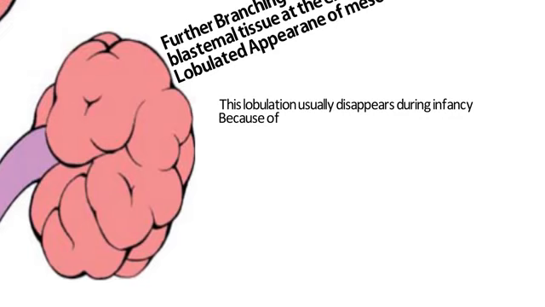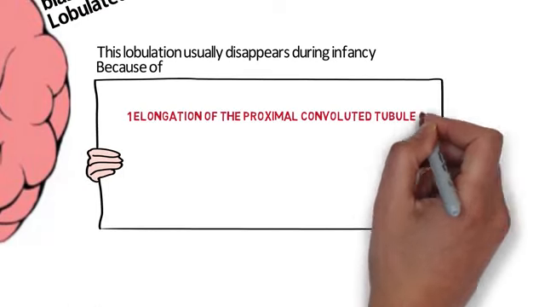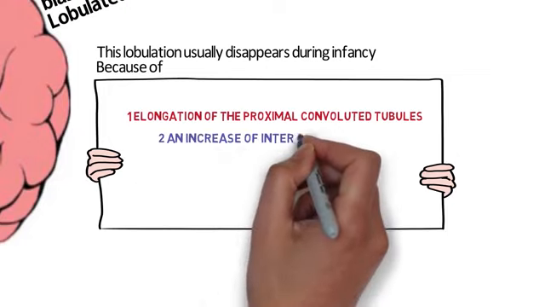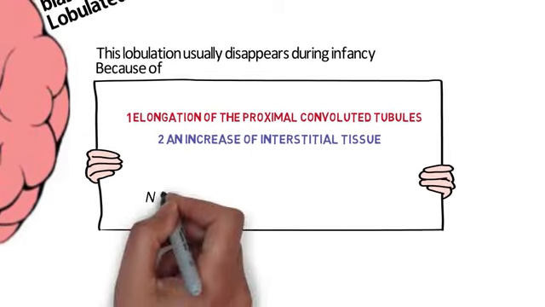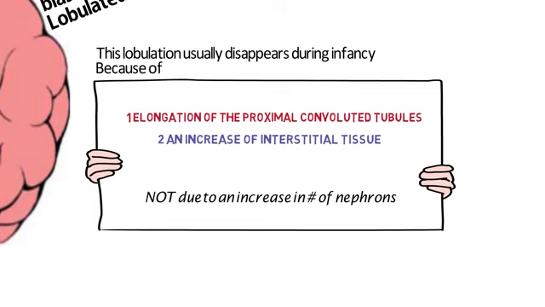This lobulation of the kidneys disappears during infancy, and it disappears due to, number one, elongation of the proximal convoluted tubule and loop of Henle. Number two, an increment of the interstitial tissue of the kidneys. And the point that I want you to appreciate is that the increase in the size of the kidneys and disappearance of lobulation is not due to the formation of new nephrons. Nephrogenesis is a thing of the fetal period, not a thing after birth. So this is about the disappearance of the lobulation.